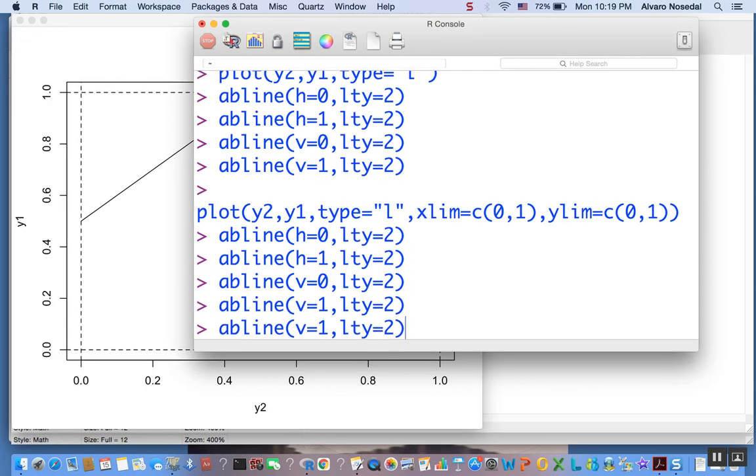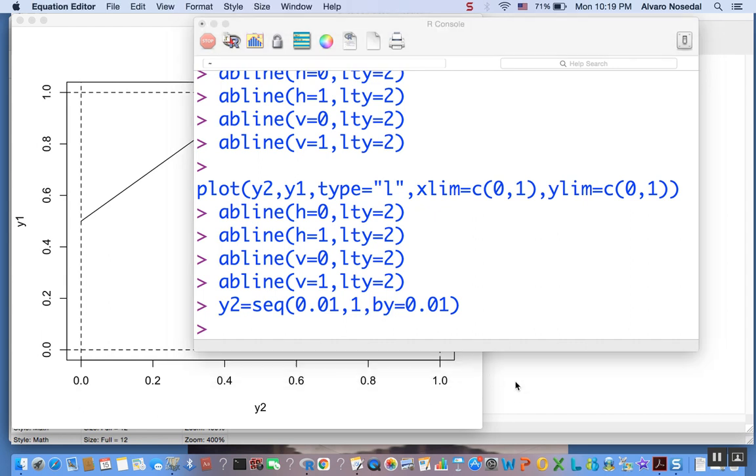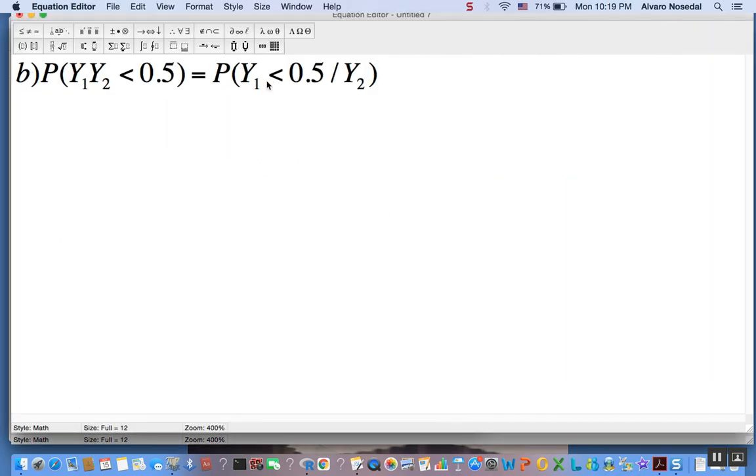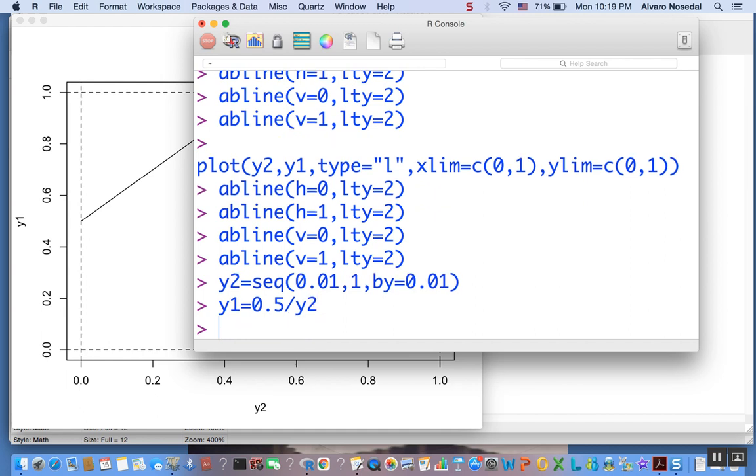Okay, so now let me create a sequence just like we did before, y2, but now I'm going to start at 0.01. I'm using y2 for the horizontal just like before. Now y1 is going to be something like this, but instead of the inequality I'm going to evaluate at the equality and see what that looks like. y1 equals 0.5 divided by y2. So y1 in this case is going to be 0.5 divided by y2.